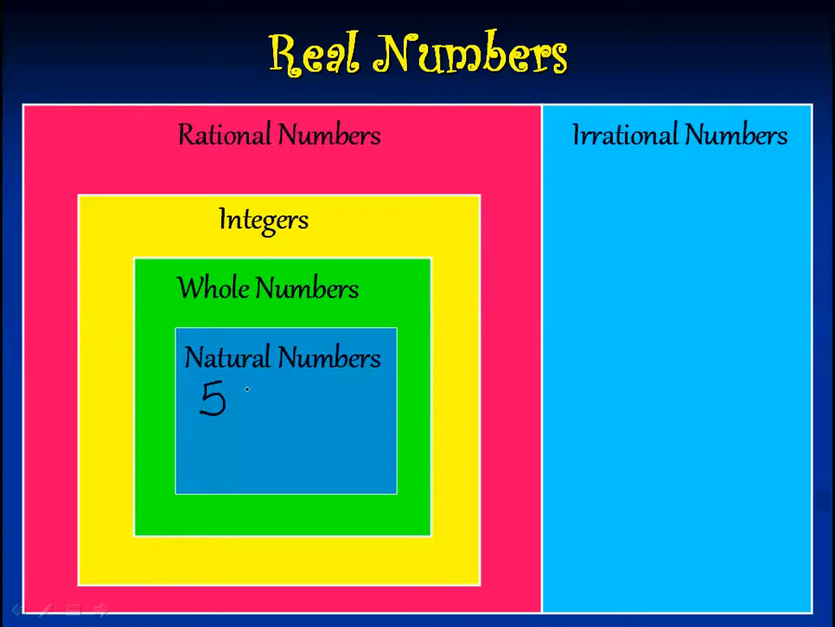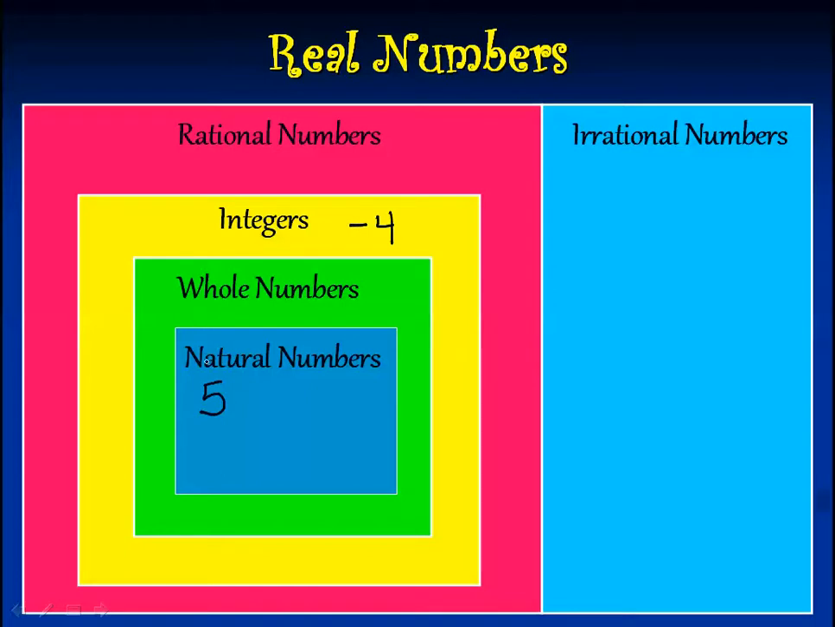Now let's talk about something like negative 4. Negative 4 is not a natural number. Natural numbers do not include negatives. Whole numbers do not include negatives. Integers do include negatives. They include all of the whole numbers and their opposites. So since 4 is a whole number, negative 4 is the opposite, that would be an integer. That means that negative 4 is not only an integer, it's also a rational number.